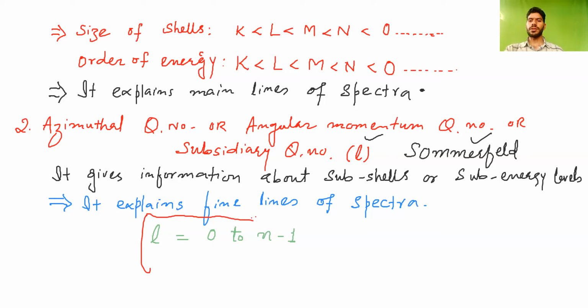This is very important. So how to calculate the number of subshells? That is given by this formula, that is L, the azimuthal quantum number. It is always equal to 0 to n minus 1. What is n? N is the principal quantum number, and I have told you the value of n. N can be 1, 2, 3. We have discussed this in the first quantum number, the principal quantum number. So let's try to calculate the number of subshells, or what we call sub-energy levels, in the first shell.